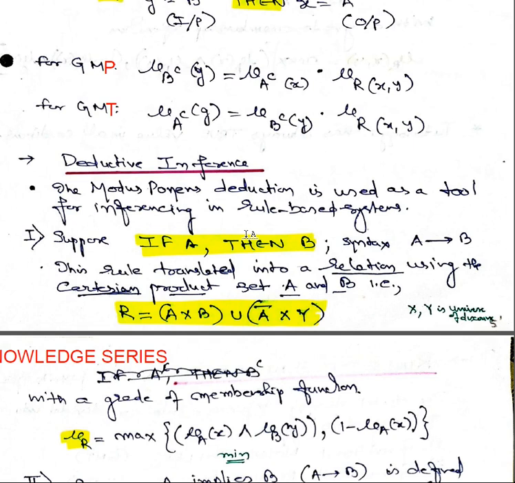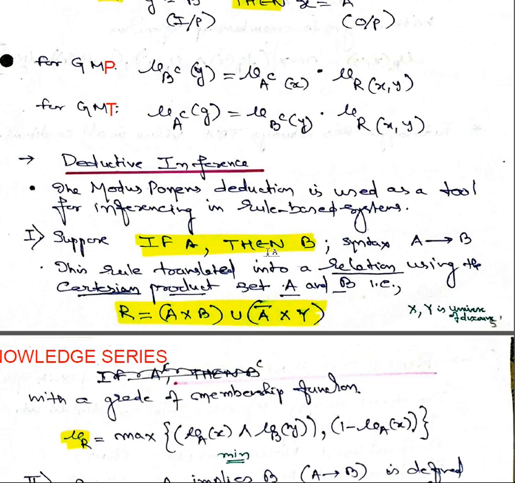Now how do you deduce the inference? The inference is deduced for cases like: between A and B, if A then B. In syntax, A implies B. First, the rule translates into a relation using a Cartesian product between the sets A and B. So the relation is A cross B union A complement cross Y, where Y is the universe of discourse. That's how we represent if A then B.